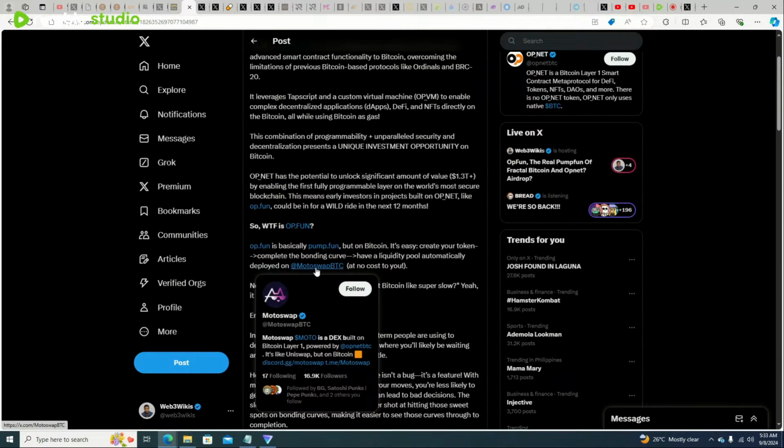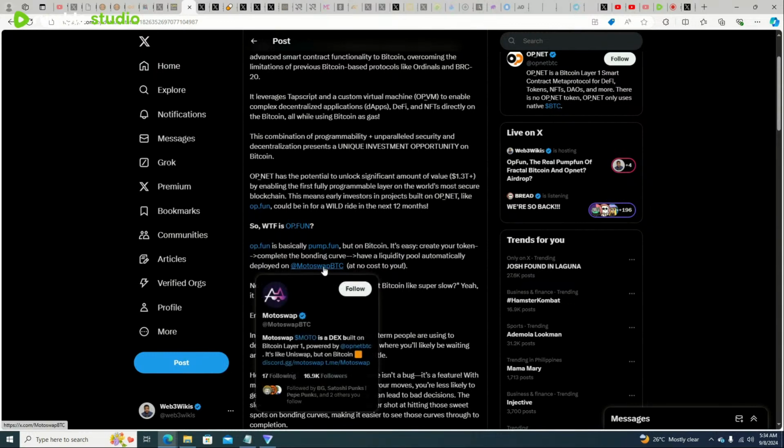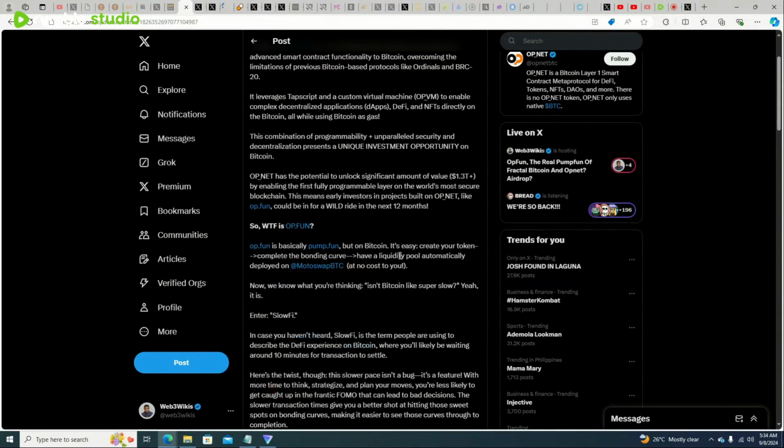I believe this is the DEX where a token that launched on OpFun will bond onto. Interesting stuff. So OpFun is basically pump.fun, but on Bitcoin, it's easy. Create your token, complete the bonding curve, have a liquidity pool automatically deployed on MotoSwap BTC.